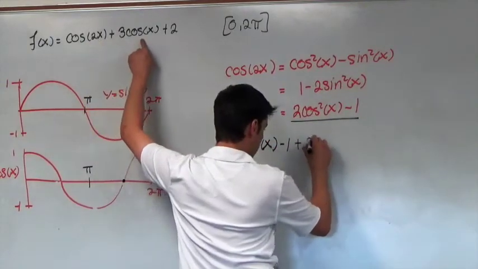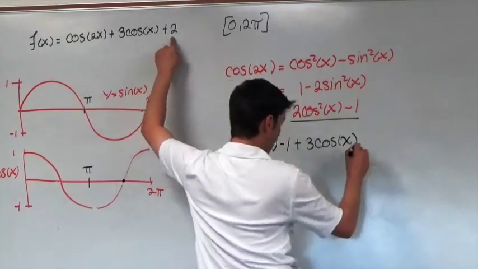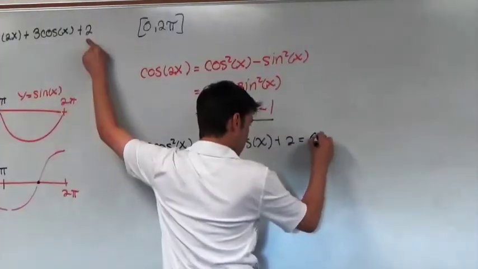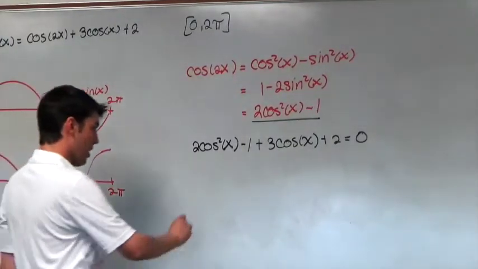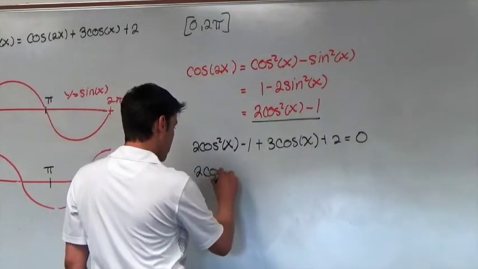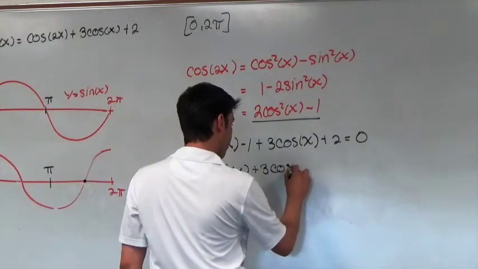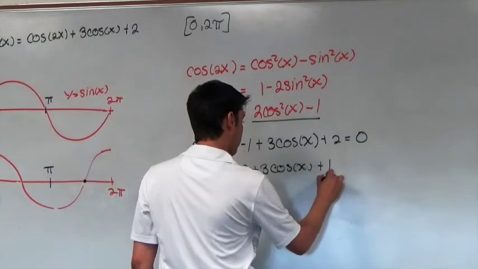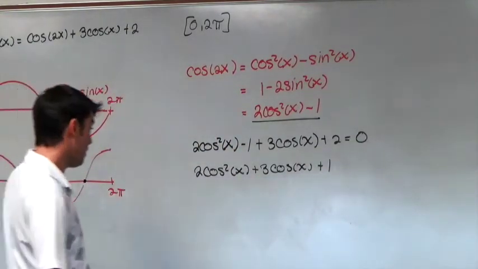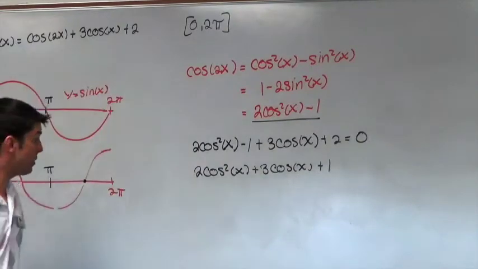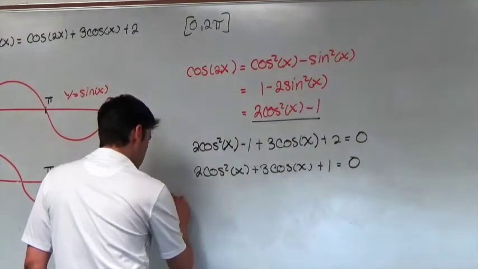Keep the 3 cosines. Keep the plus 2. Set it to 0. Simplify, never leave 2 minus 1. And try to factor. This is quadratic in cosine, so I guess substitute u for cosine.